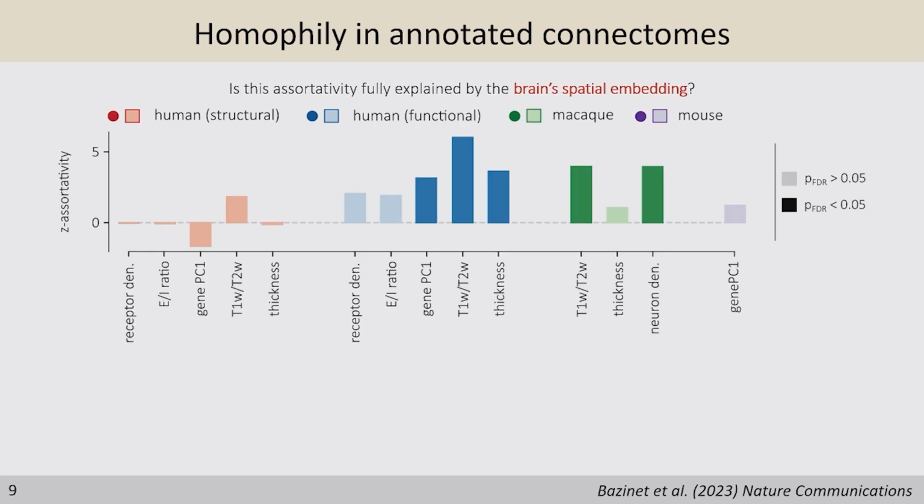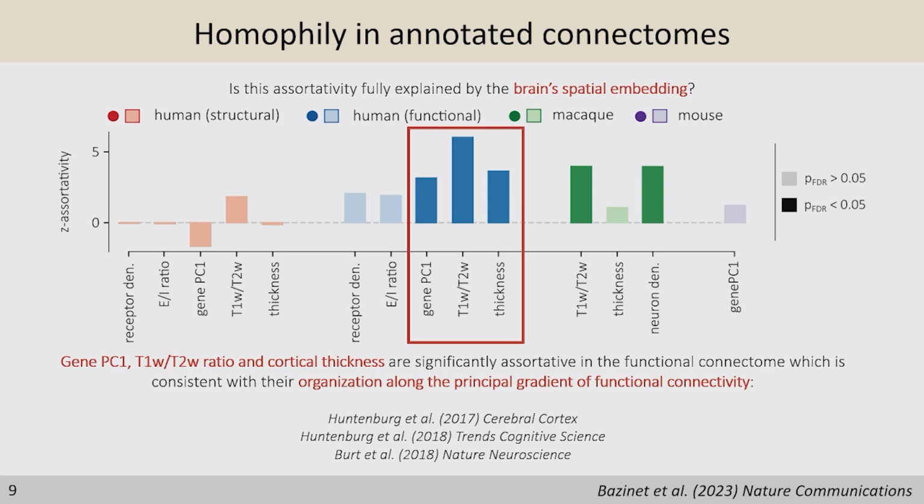And now what's interesting is that it's not every single brain map that is significantly assortative above and beyond what we'd expect from the brain spatial embedding. It's a small subset. And this small subset is not random. These are very important brain maps that have been shown to be associated with connectivity in the past.